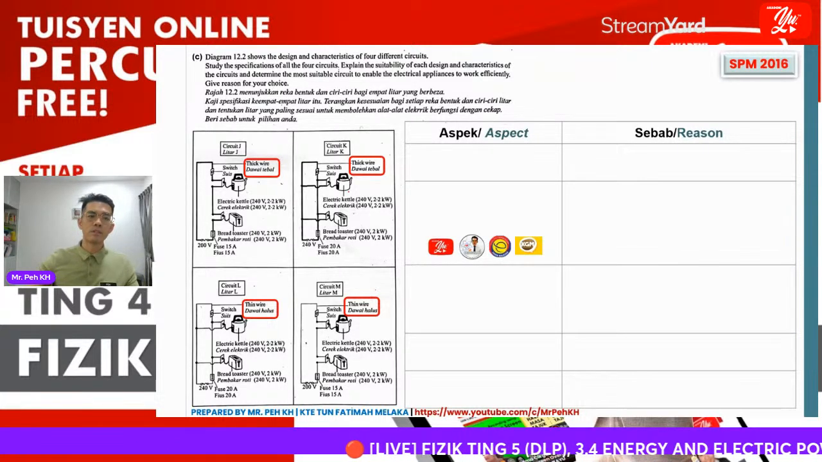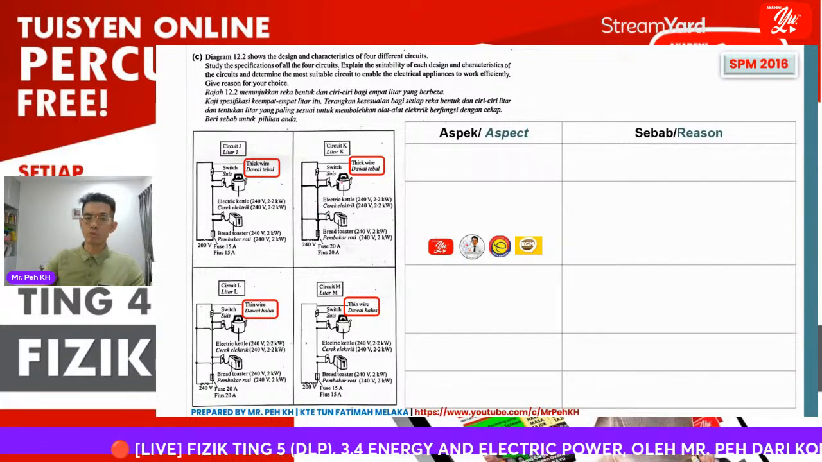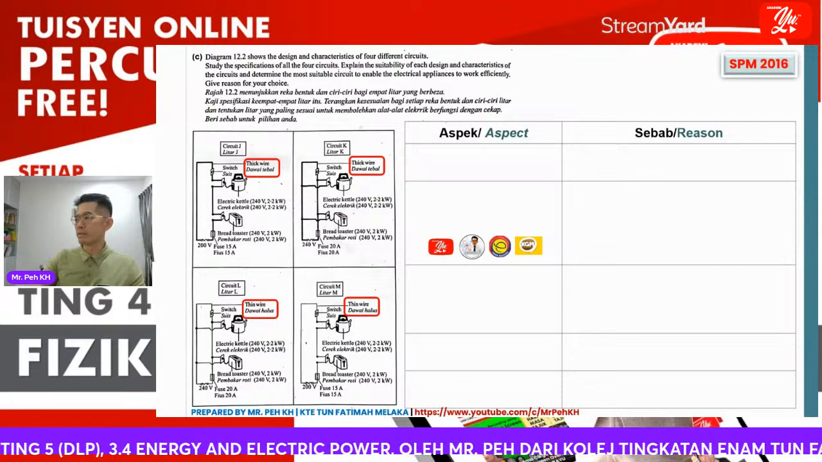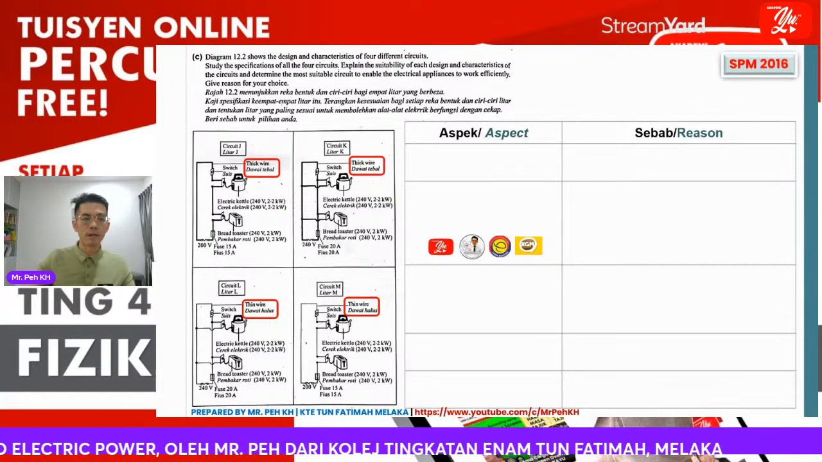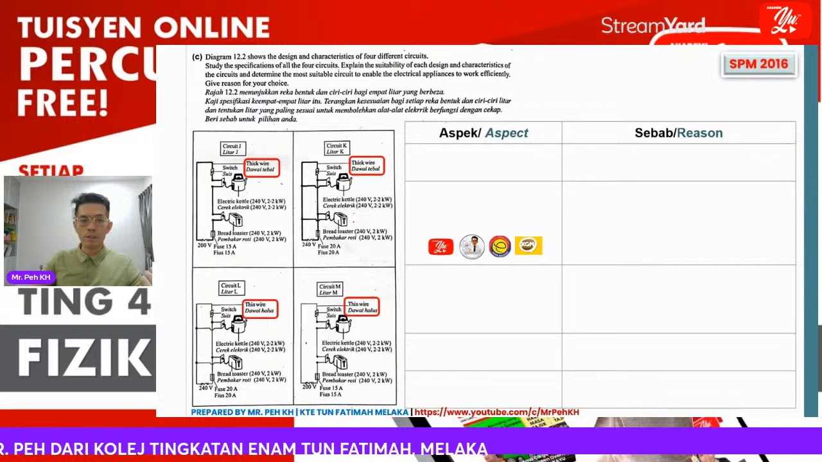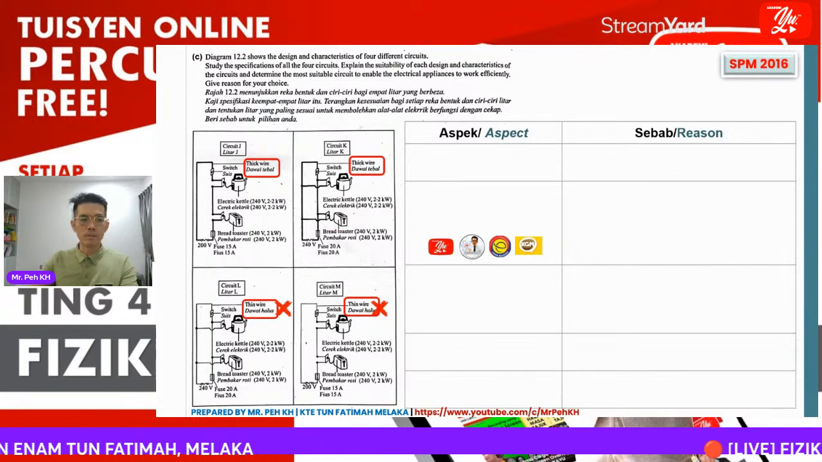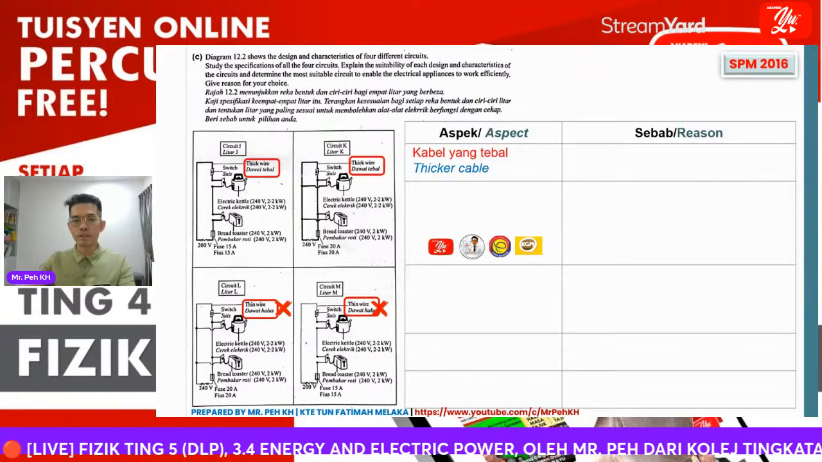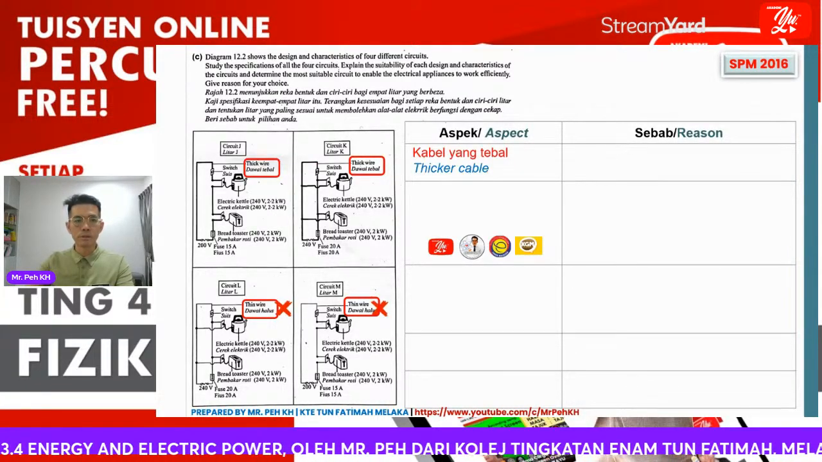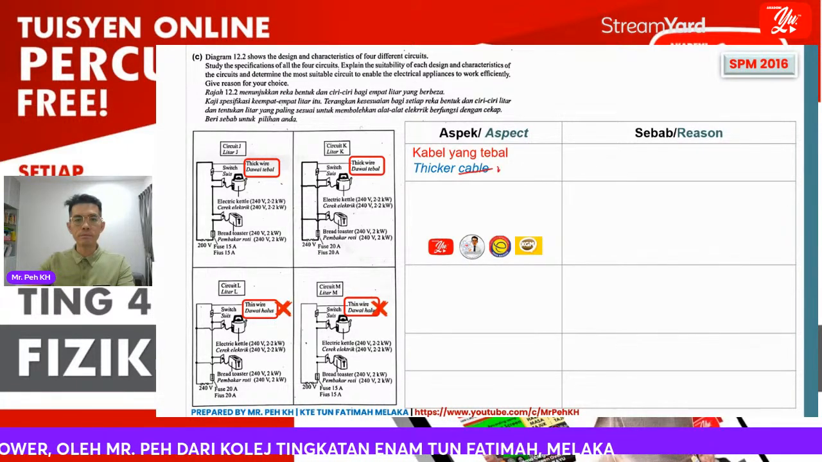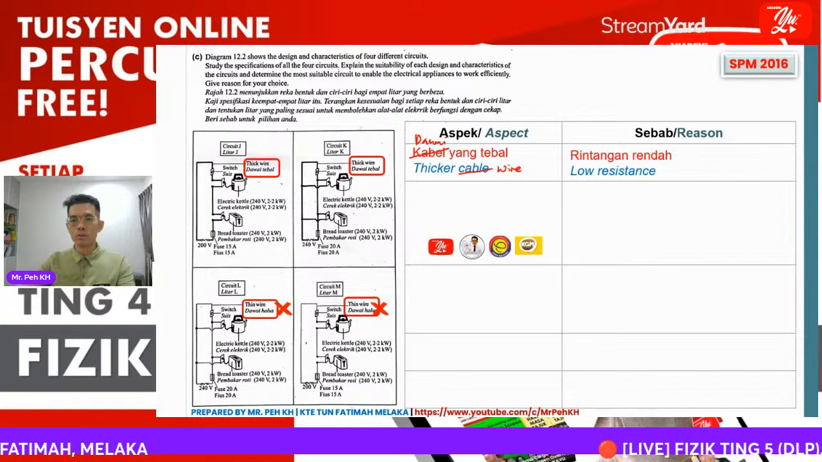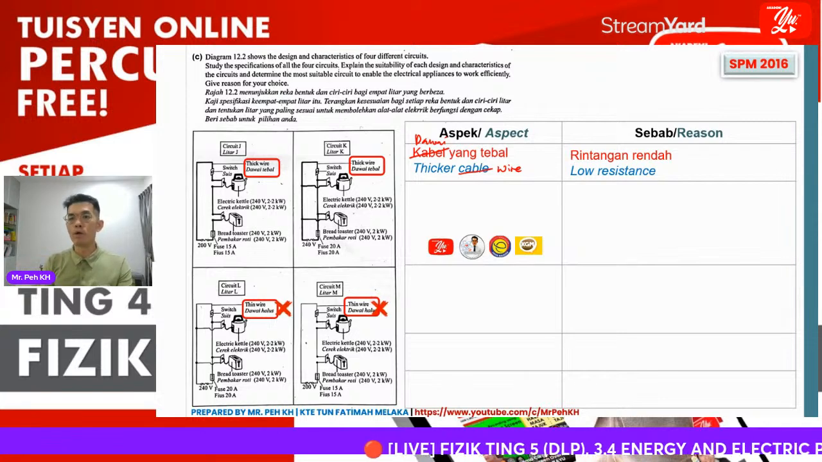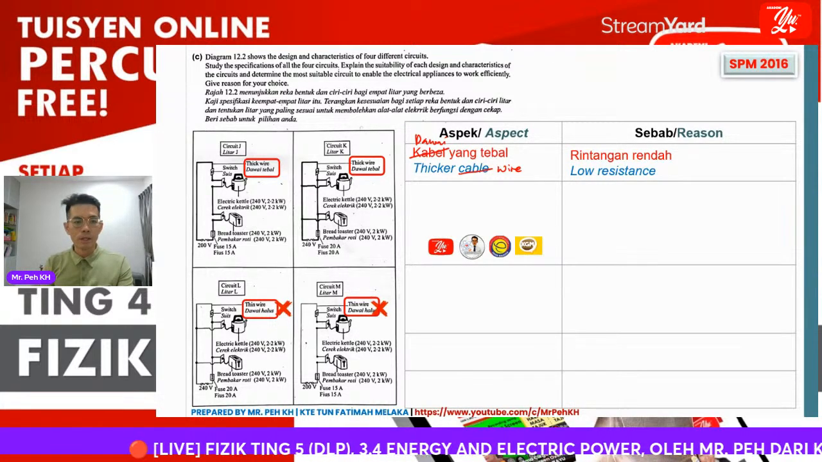For sure, we want to allow the current to flow through the circuit and reach the appliance. So we need to choose the low resistance, right? So we have to choose the thick wire. That means the thin wire will be out already, so L and N should be out already. We just need to focus on circuits J and K. So the first, we choose the thicker cable, thicker wire. Reason: low resistance, or you can also say more current will flow through, which is also correct. So this will be the first.